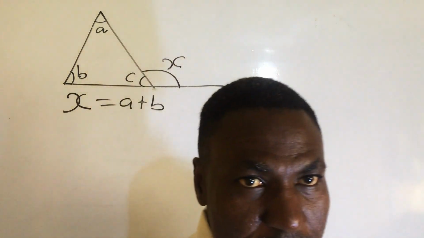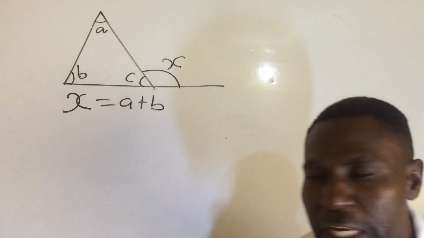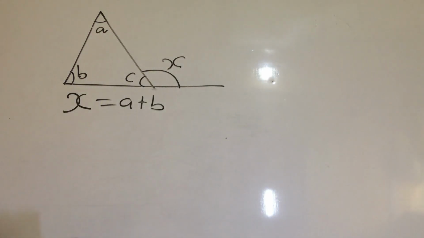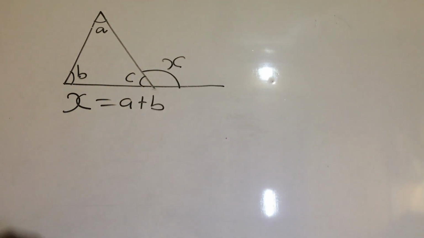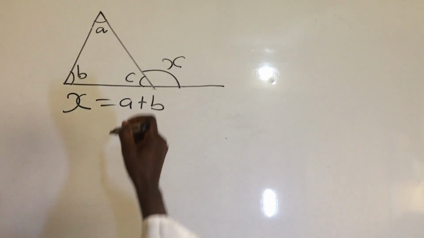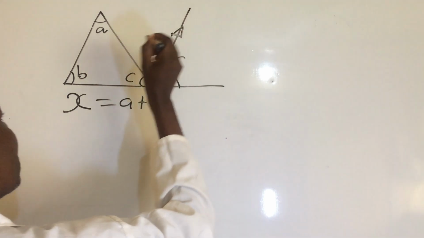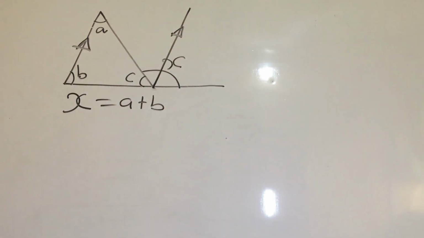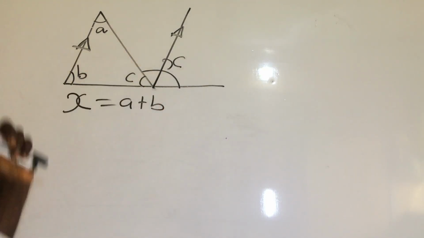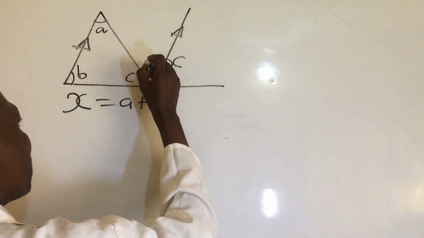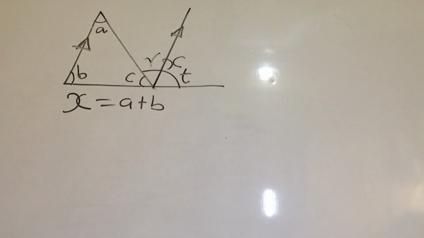Now let's prove it. We can prove it. By proving this, we will draw a line that will be parallel with this line. This line is parallel to this. I have divided this angle into two. Let's call this one R and this angle on this side T.